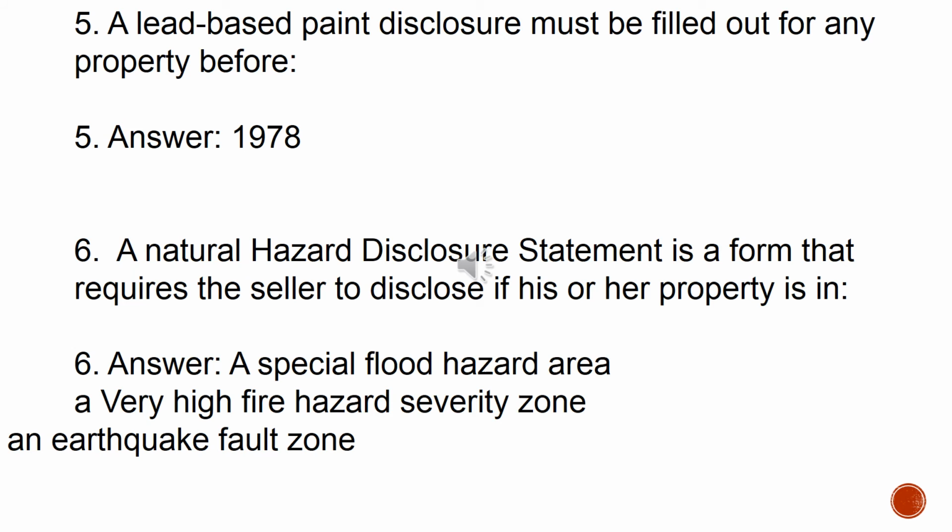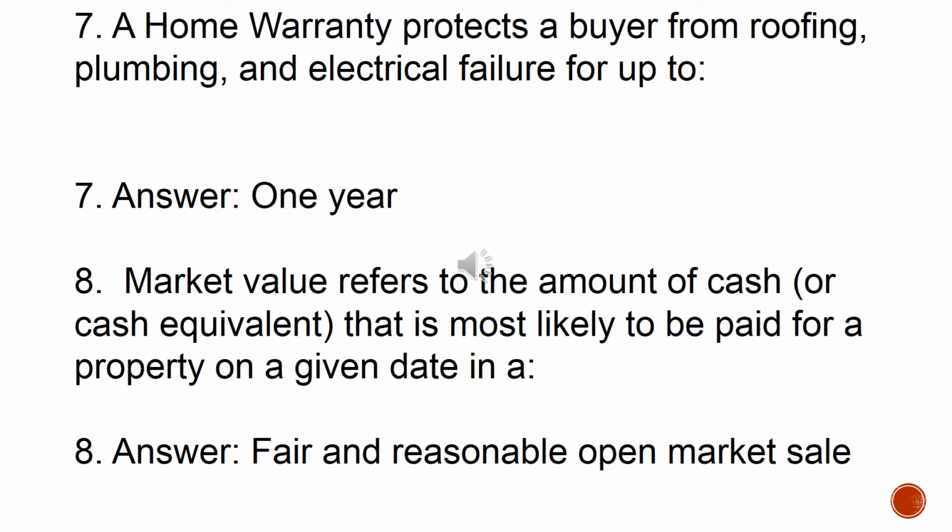Question number 6. A natural hazard disclosure statement is a form that requires the seller to disclose if his or her property is in a? Answer: special flood hazard area, a very high fire hazard severity zone, and an earthquake fault zone. Question number 7. A home warranty protects a buyer from roofing, plumbing, and electrical failure up to? Answer: 1 year.